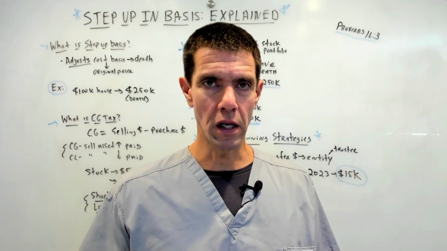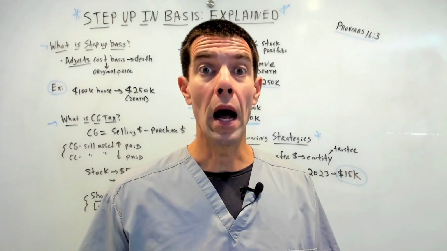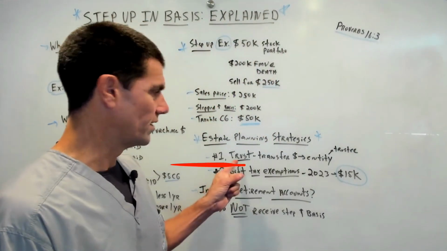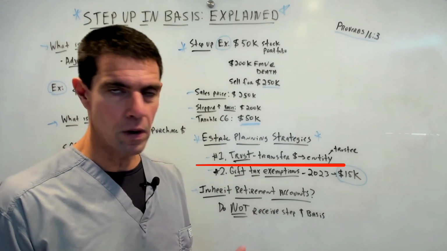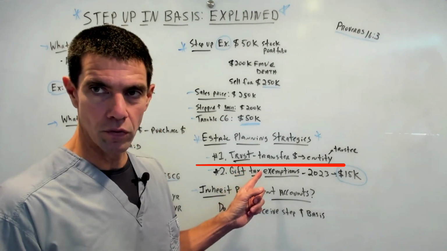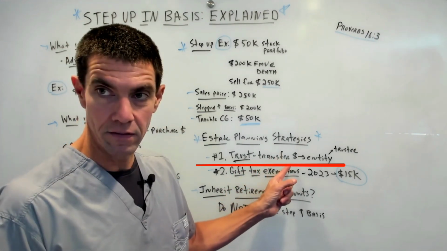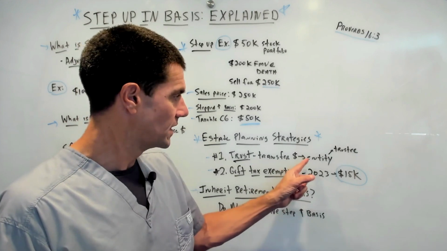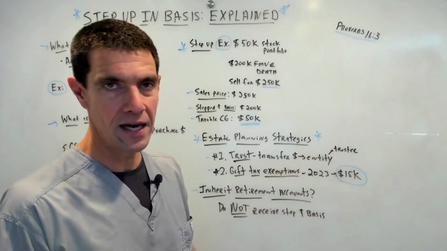So let's briefly talk a little bit about some of the more popular estate planning strategies. More than likely, you've probably heard of the first one. It's a trust. So this is probably one of the most common. So trusts allow individuals to transfer assets into a separate legal entity. And this separate legal entity is managed by a trustee.